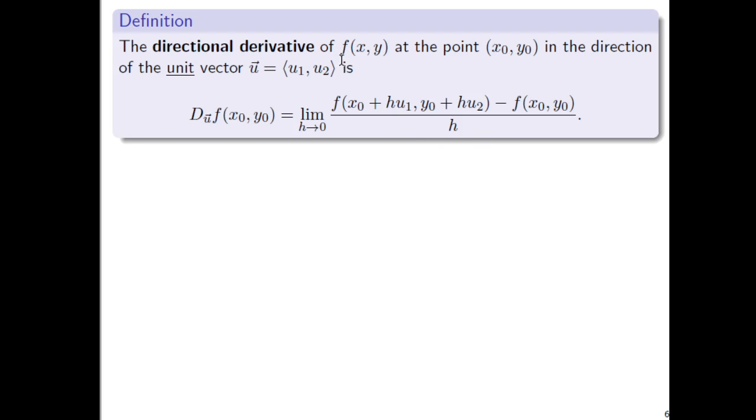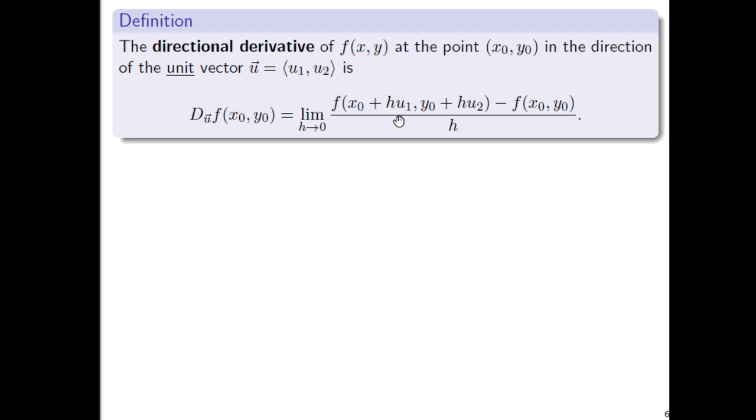The directional derivative of the function f of x comma y at the point x naught y naught in the direction of the unit vector u1 comma u2 is this. So the notation, first of all, is capital D, and as a subscript you write the unit vector, then mention the function f, and then at the point x naught comma y naught, it is a limit as h approaches 0. And what we do is we actually move a scaled copy of the unit vector.